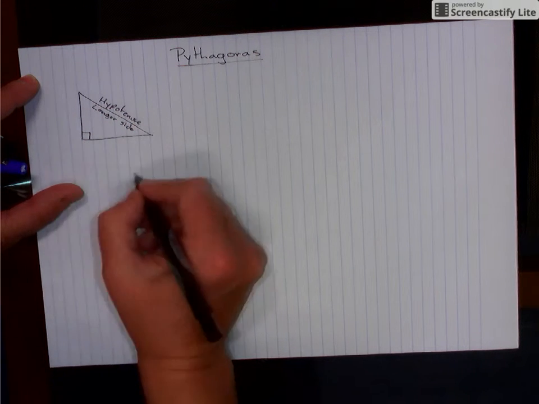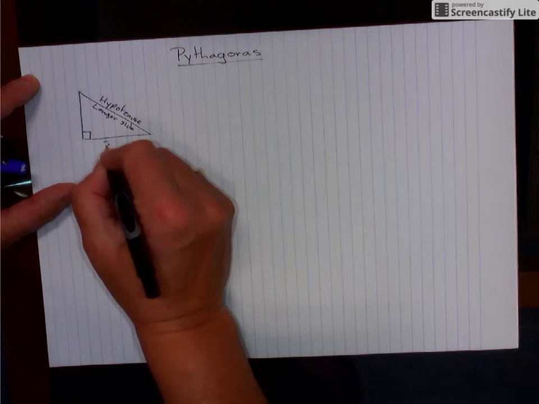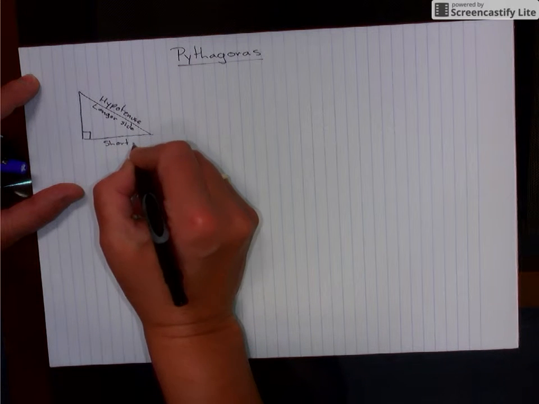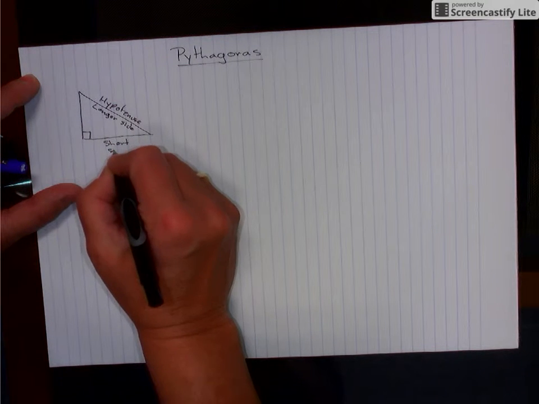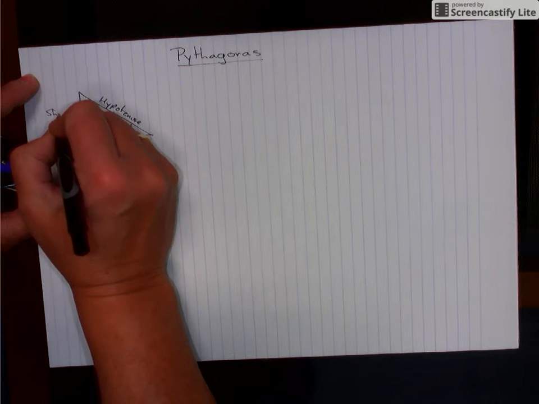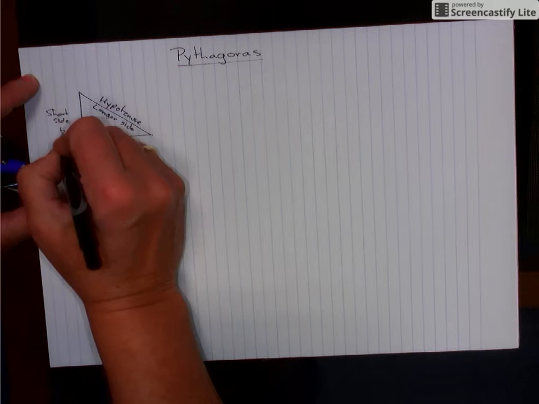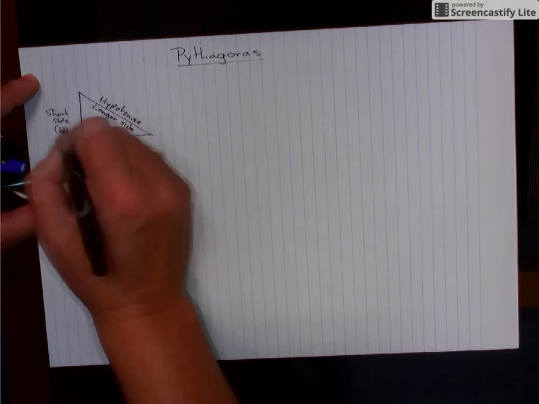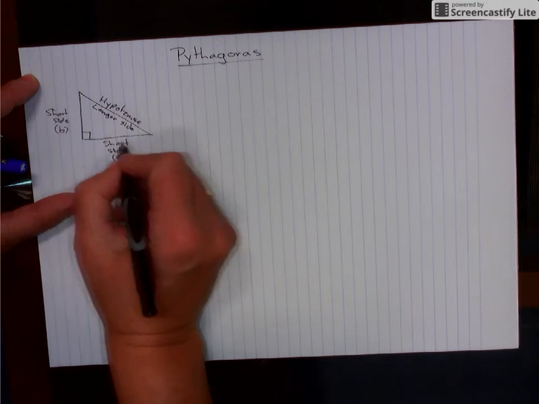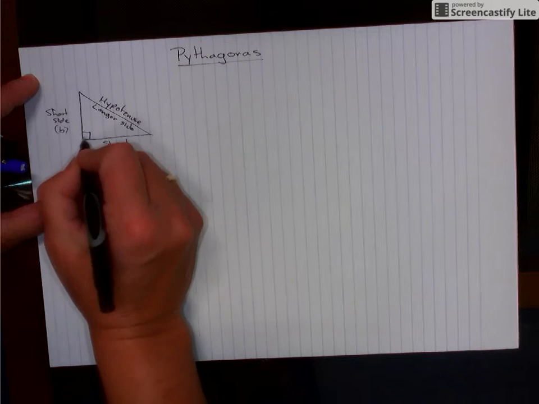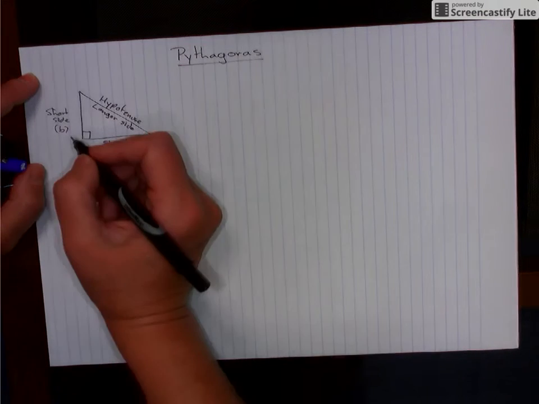And the other two sides don't have any particular names, but they're called the short sides. So we'll call this one short side A and short side B. Short side A and short side B are interchangeable, but they both are attached to the right angle. That's how you know they're the short sides.